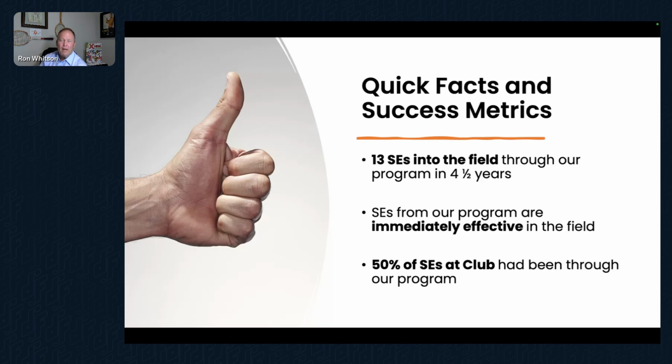And I take a lot of pride in that last bullet point as well. At Club, I think there were 12 SEs at Club, and 6 of them had been through the program. So again, we feel like there's some real value that we've demonstrated to the company through this program that we've put together for associate sales engineers.